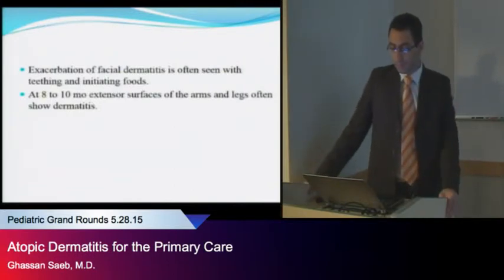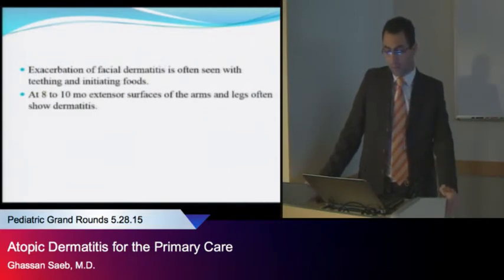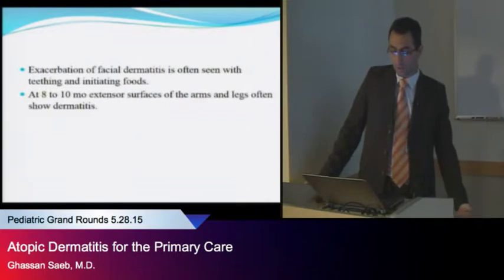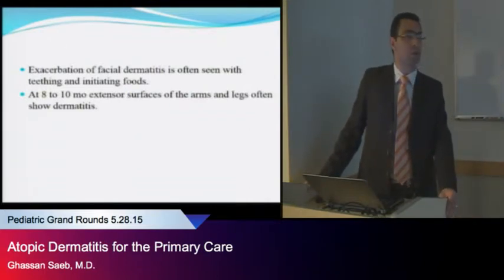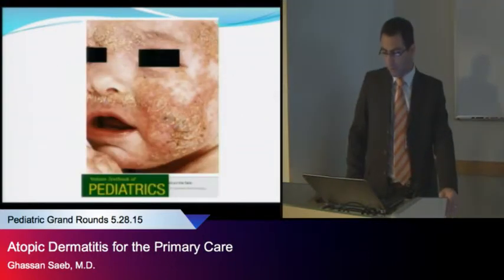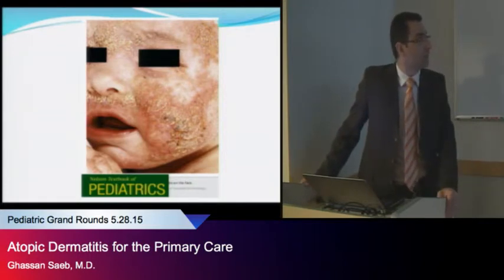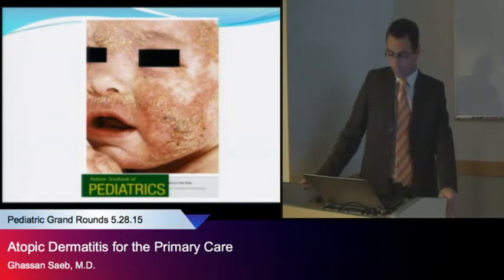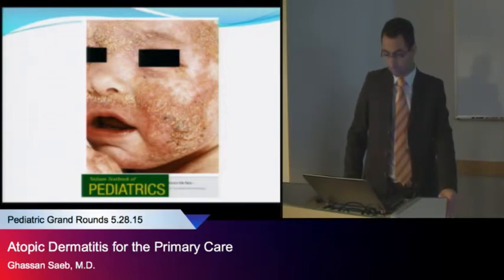Exacerbation of facial dermatitis is often seen with teething and initiating foods. At 8 to 10 months of age, extensor surfaces of the arms and legs often show dermatitis, probably because of the crawling and exposure to environmental allergens. This is a typical but severe picture of atopic dermatitis of an infant from Nielsen textbook.